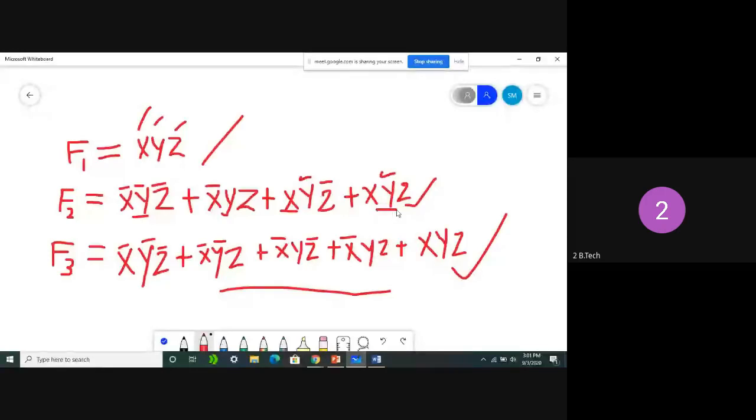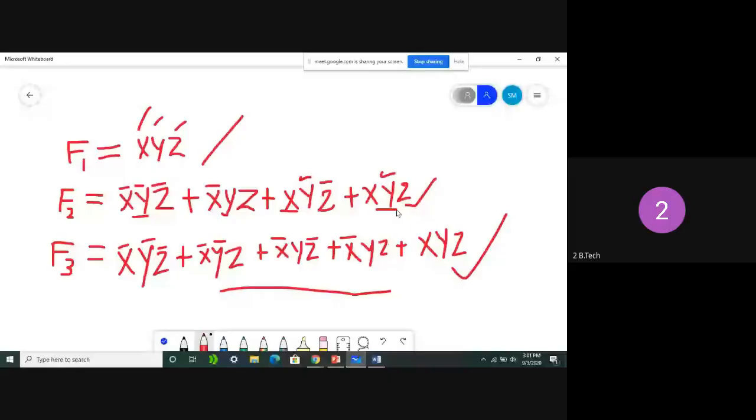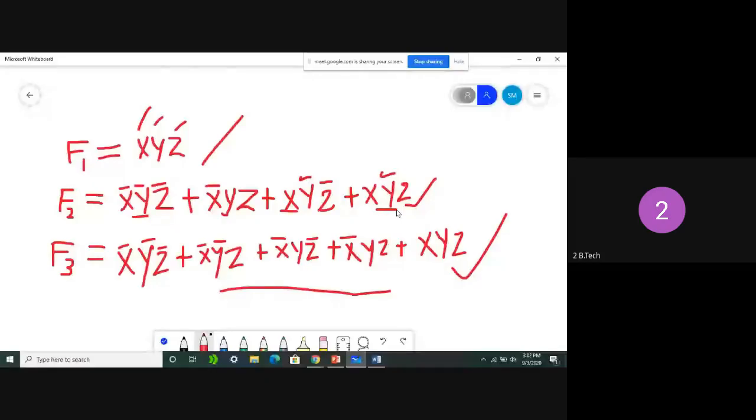So my question here is, how many gates can be required to design F2? How many AND gates can be required? Can anyone tell me the answer? How many AND gates and how many OR gates are required to design F2? AND gates and OR gates only, not NOT gates. Now tell me the answer. Monica, Pavan, tell me how many AND gates.